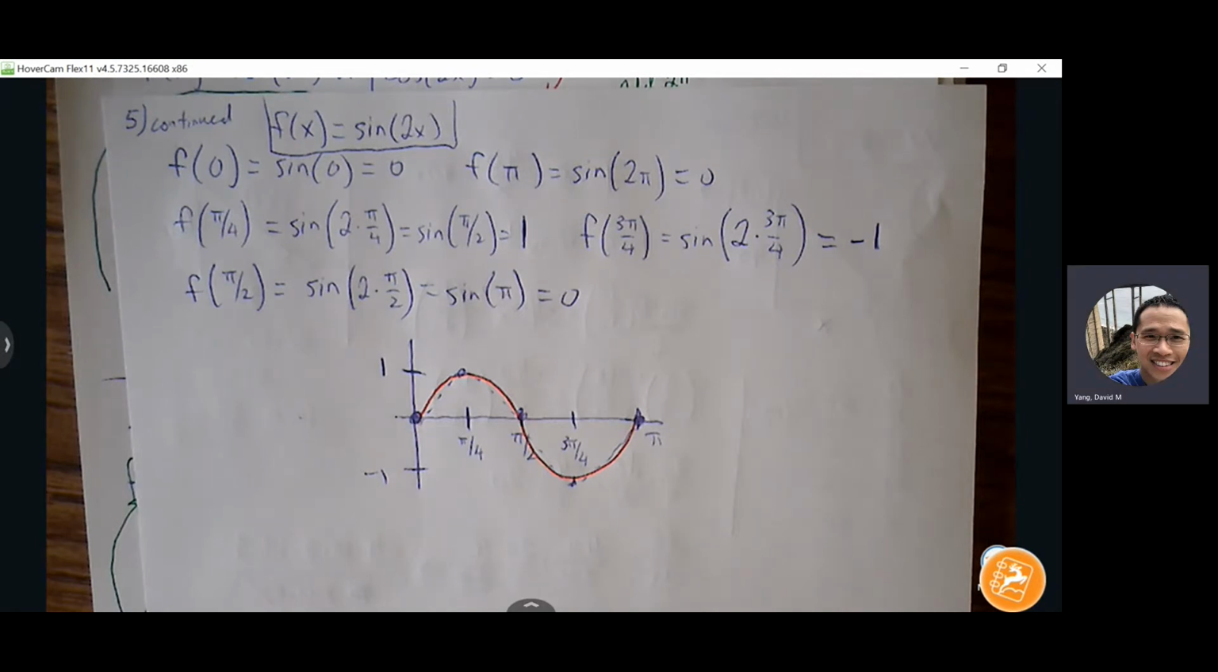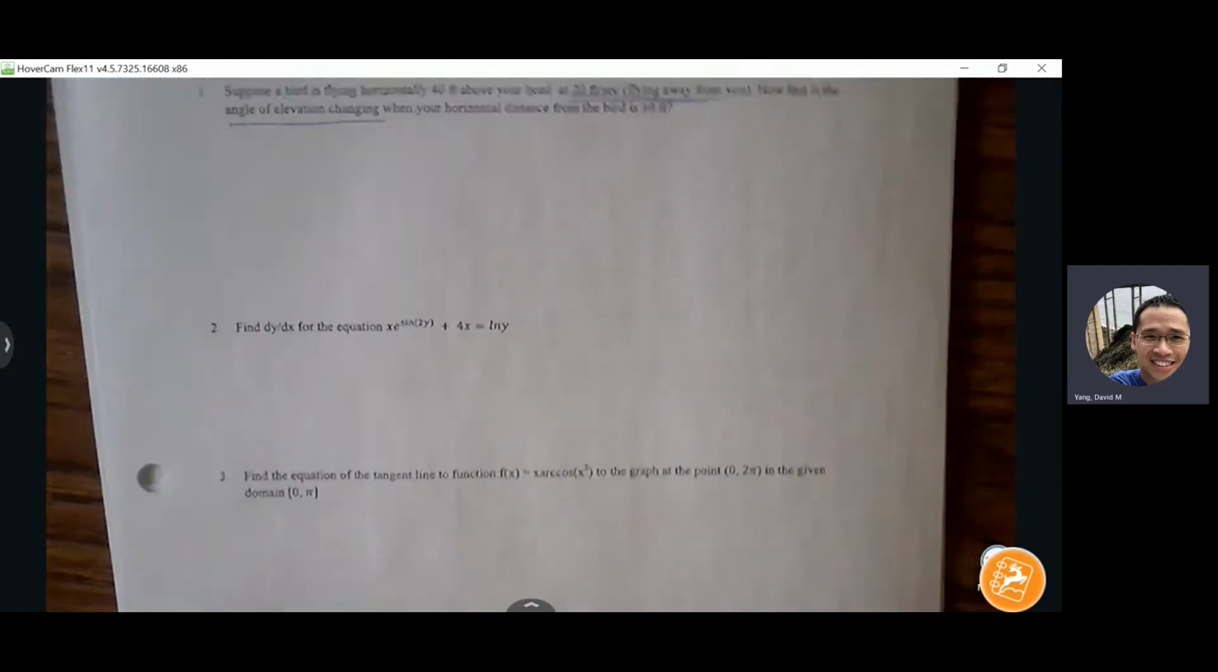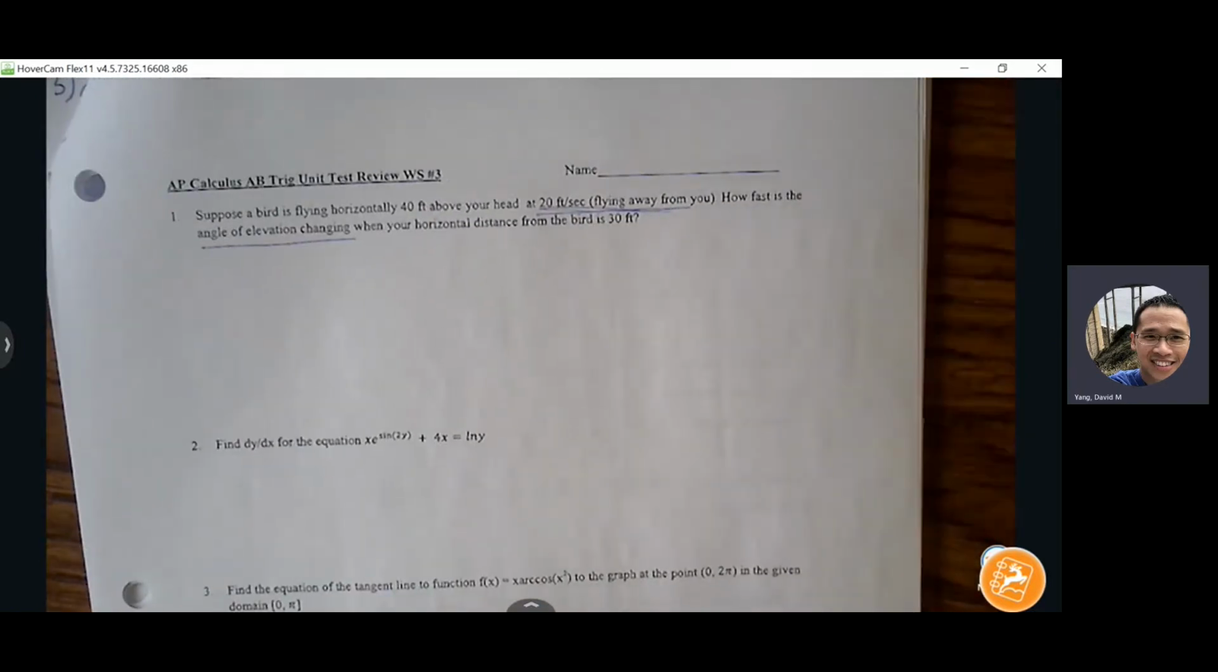Okay, so let's look at number 1. Related rates problem here. Okay, so the diagram is going to be drawn for you, but let's see if we can practice just reading the problem and putting it down on the graph. Put it on a triangle.